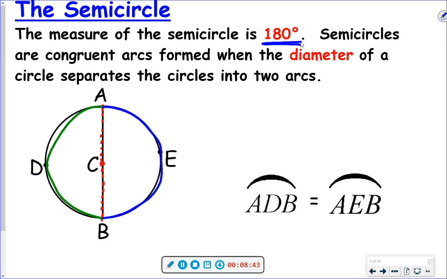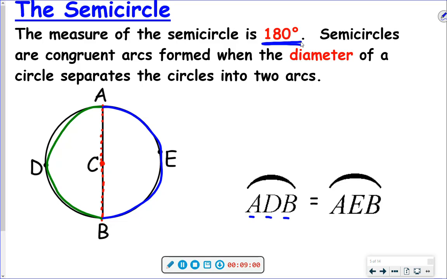Now, notice also for semicircles, you name them with 3 letters. So the only arcs you name with 2 are the minor. Major arcs you name with 3 letters, semicircles, 3 letters. So the only ones with 2 letters are the minor.